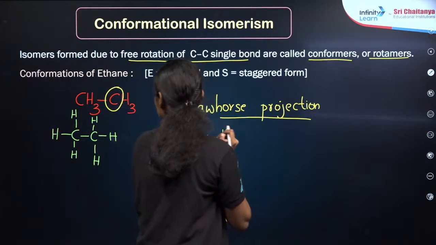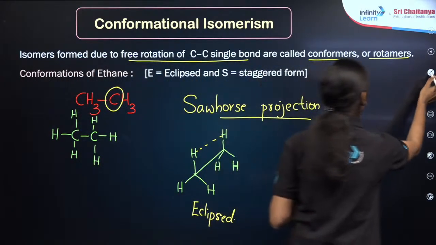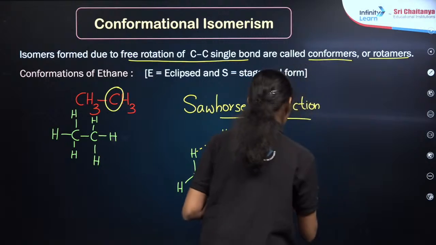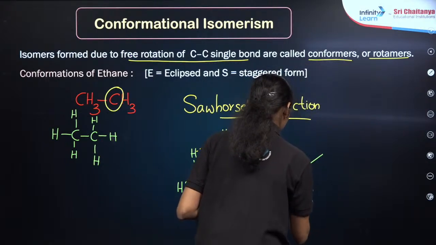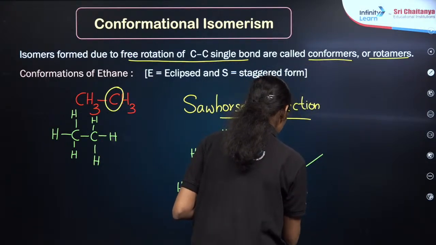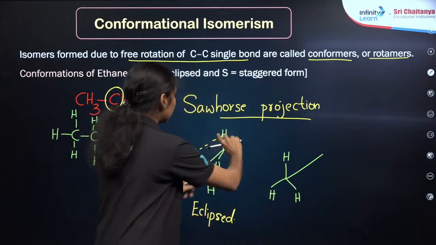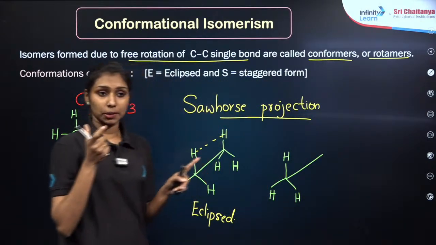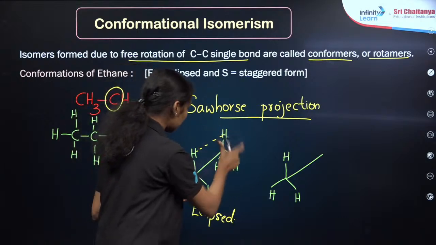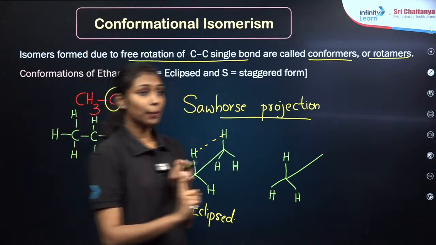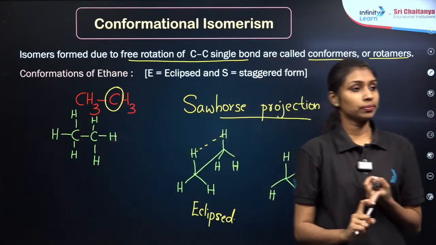So what will be the next possible isomerism here? Okay, I am just keeping the first carbon here. Now I am trying to rotate this particular second carbon atom, right? I am trying to rotate the second carbon atom around 180 degrees. What will happen to the position of the hydrogens?